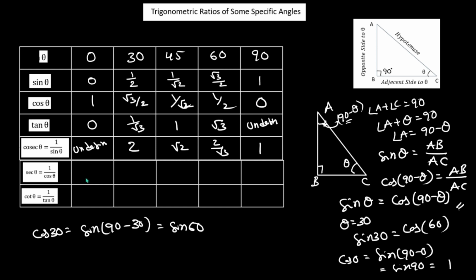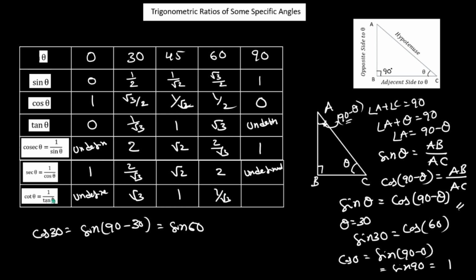Similarly, for sec, the reciprocal of cos theta. Cos theta is 1, so the reverse is 1, and then 2 by root 3. Here 1 by root 2 becomes root 2, and 1 by 2 becomes 2, and for 0, the reverse is 1 by 0, which is undefined again. Now let's come to cot theta. It is 1 by 0, which is undefined. Then the reverse is root 3, and this reverse is 1, and this is 1 by root 3.